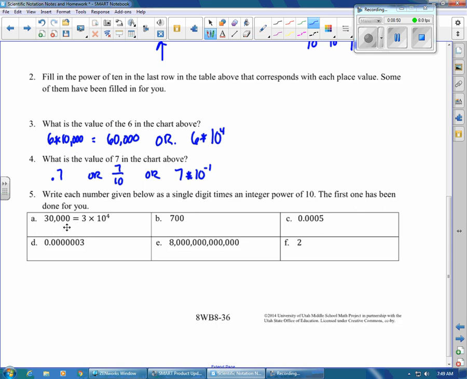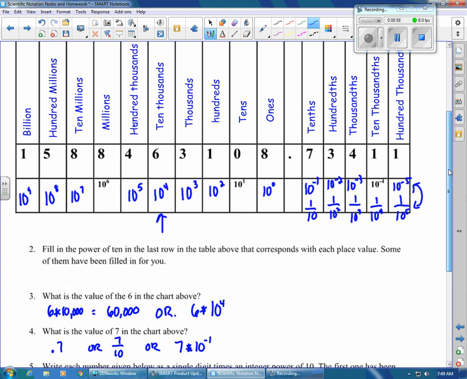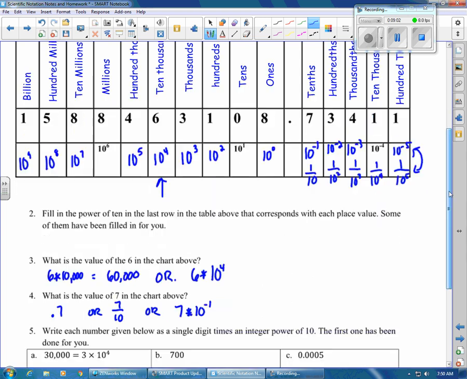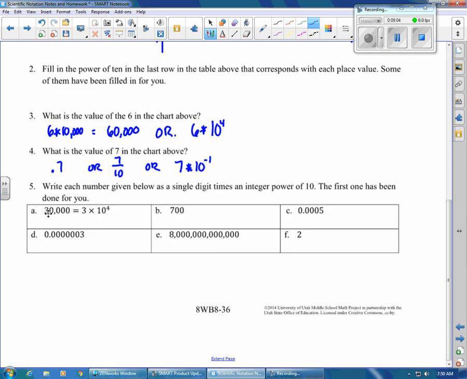The first one's been done for us. So at 30,000, they're saying it's the same as 3 times 10 to the 4th power. Let's come up here and see how they figure that out. The 10 to the 4th power is in the 10,000 spot. Let's see. Okay, 30,000 would be in the 10,000 spot. The other way you can figure it out is look at how many zeros are here. Now, be careful counting zeros, because when we have a decimal, it's different. So actually, I shouldn't say count zeros.